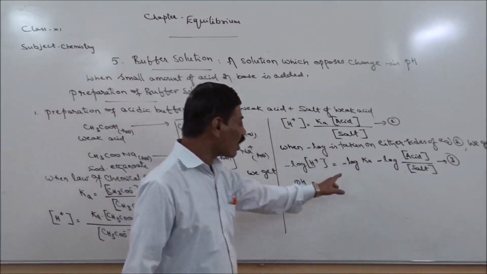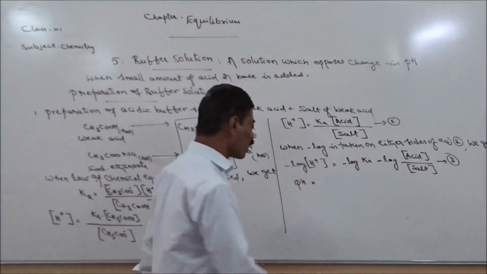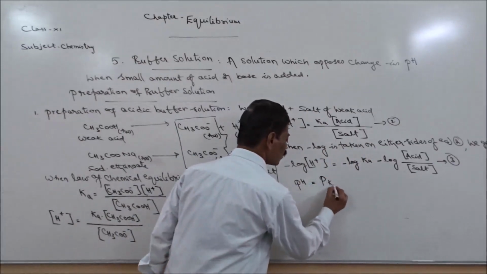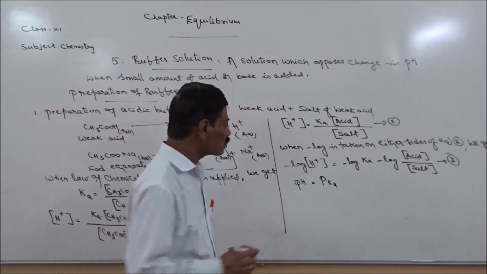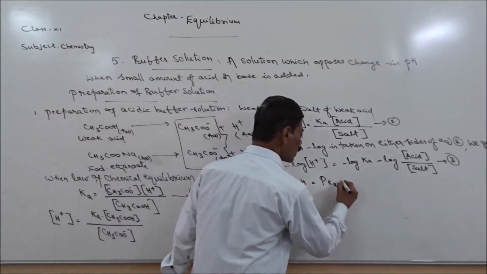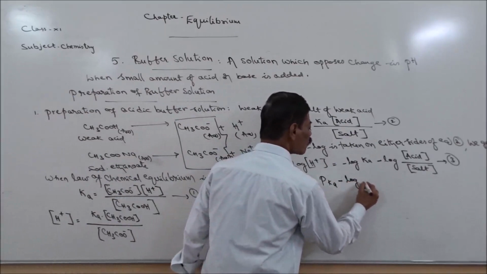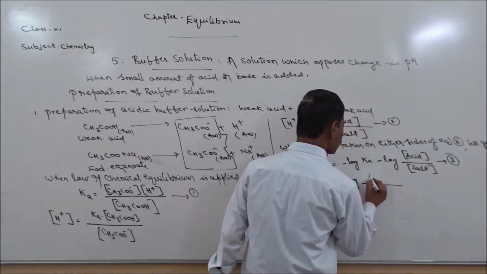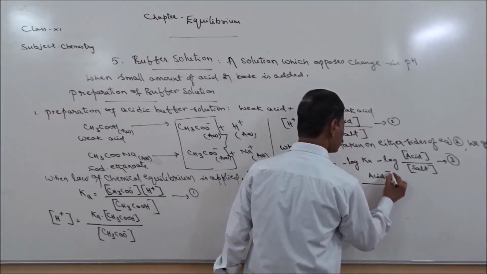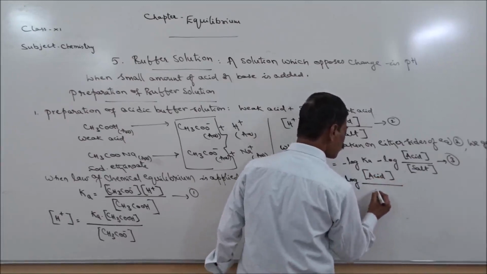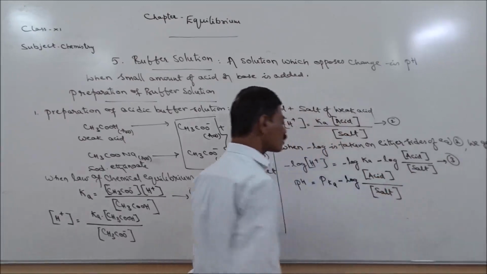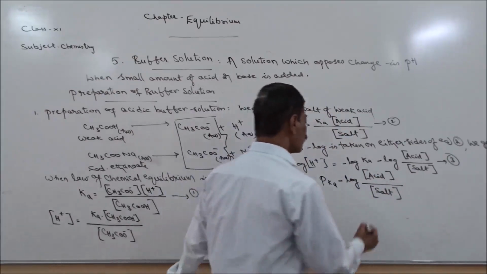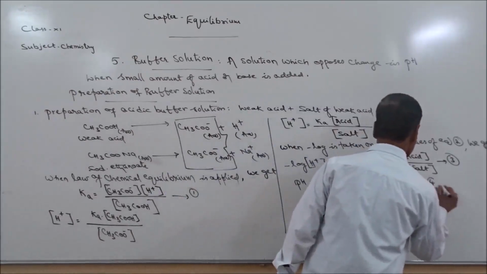And minus log of Ka is equal to pKa. This was taught in the previous session, in the previous class. Right. Minus log of molar concentration of acid divided by molar concentration of salt. Right? Let this be equation number 4.